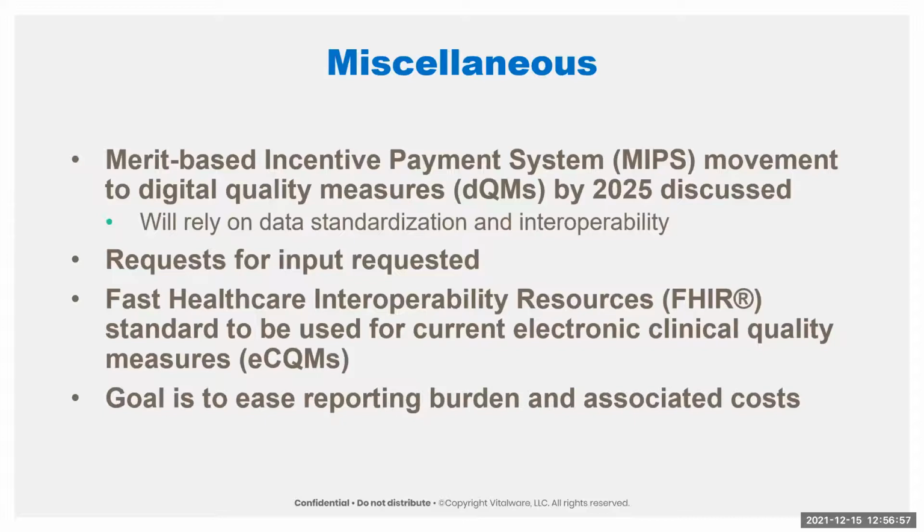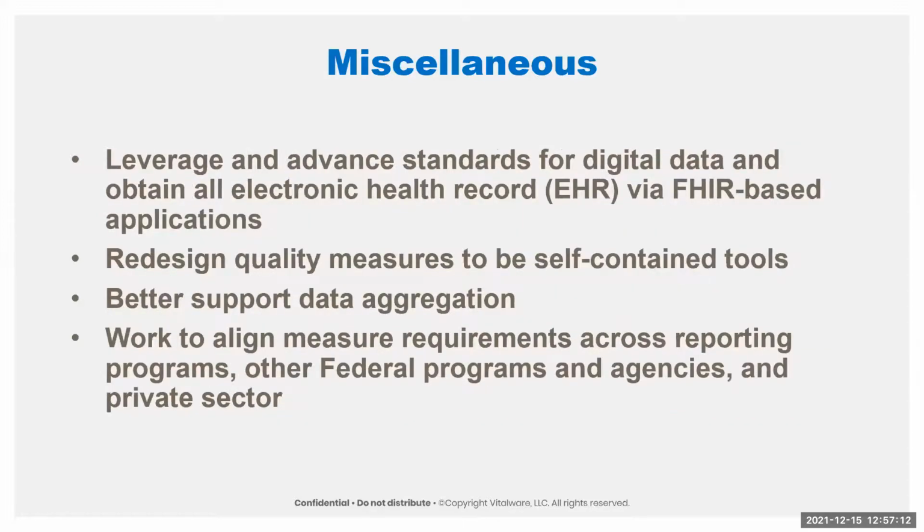And so they are going to use the FHIR standard for the current electronic clinical quality measures. And the goal is to ease the reporting burden and associated costs. And so they're going to try to leverage and advance standards for digital data, and try to obtain it all through the electronic health record, and then also to redesign quality measures to be self-contained tools to help better support data aggregation, and also to align measure requirements across reporting programs, other federal programs and agencies, and even the private sector.